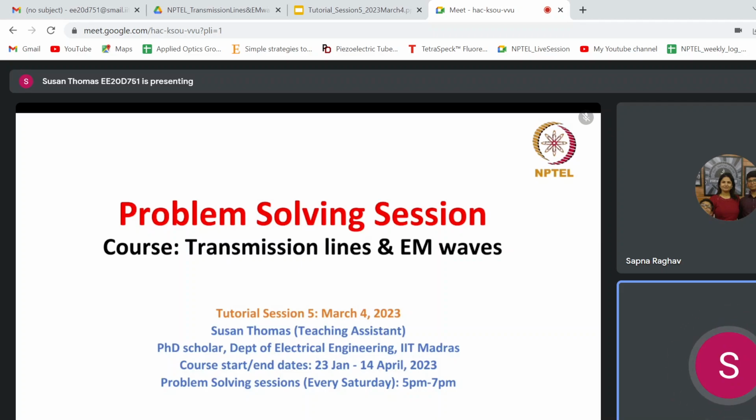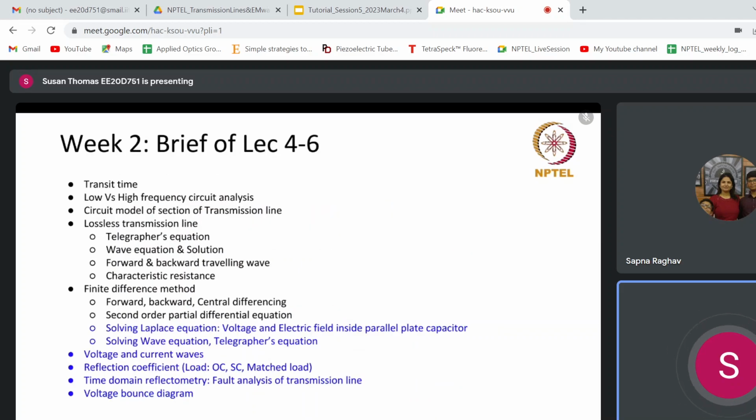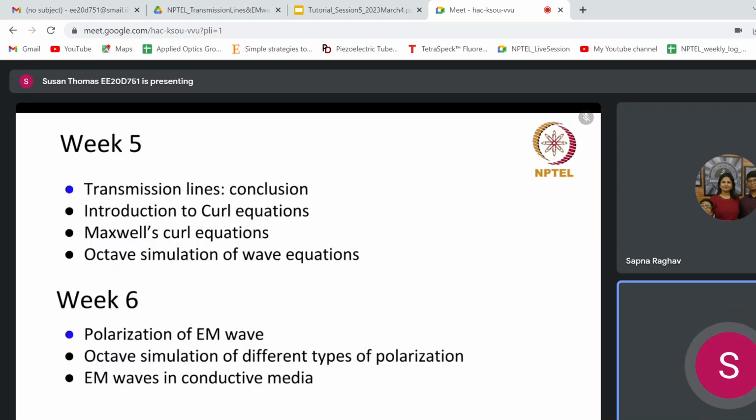Today's session, we will try to look at some of the sample problems from week 6 content, which will help you to solve the upcoming assignment for week 6, which is due on Wednesday. So we'll try to include a few questions from week 5 as well, because we have some basic Maxwell-Curl equations followed by this EM waves. So we will need to club these two content for today's discussion.